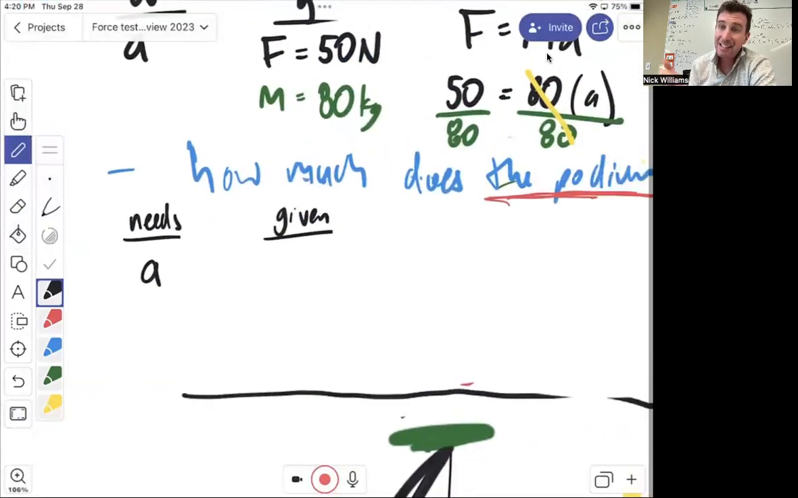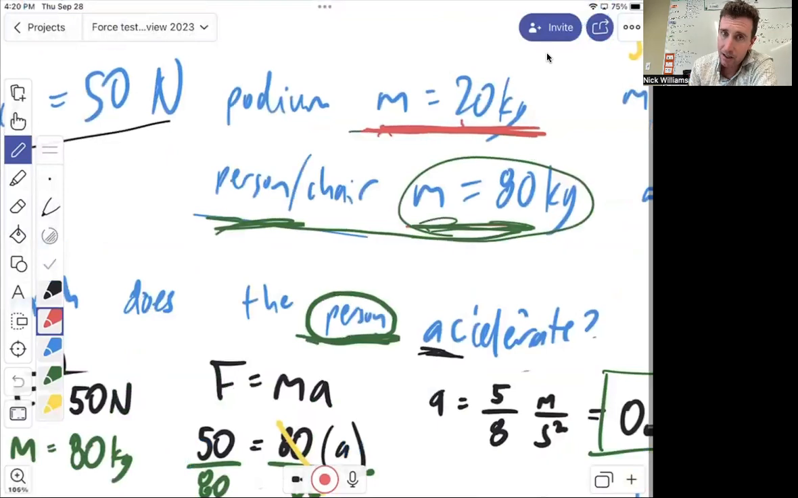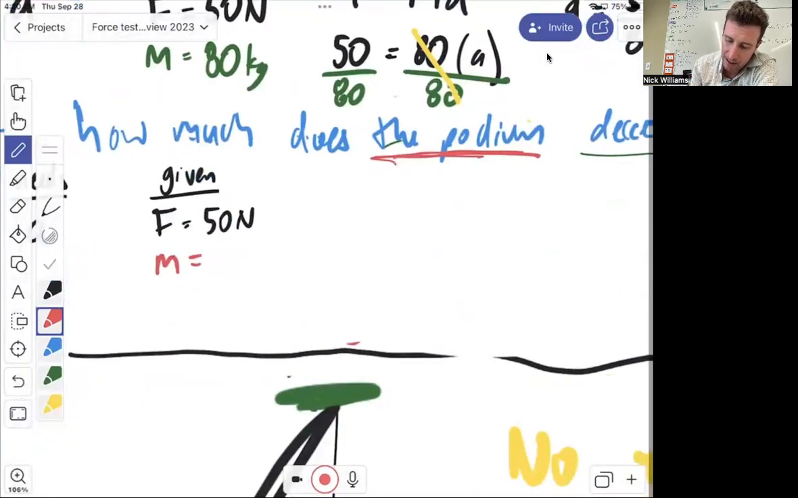My givens: it's the same collision, so the same force applies. Whatever force the podium hits the person with, the person hits the podium with an equal and opposite force, because every force has an equal and opposite force. So my given is a force of 50 newtons. And then it's asking about the podium this time. I know that the mass of the podium was 20 kilograms. Since it's asking about the podium, I'm going to focus on the podium's mass, 20 kilograms.